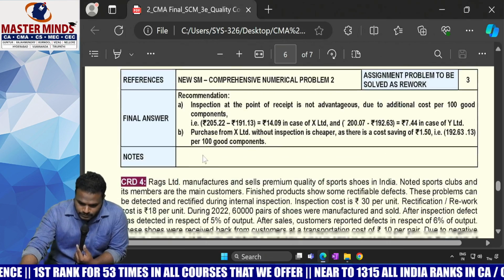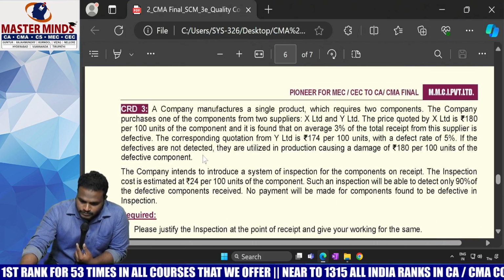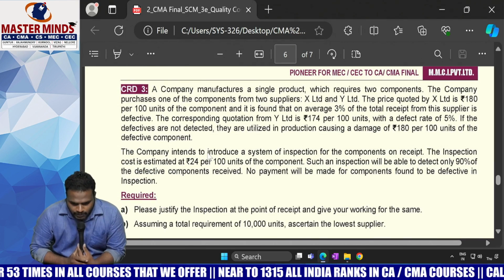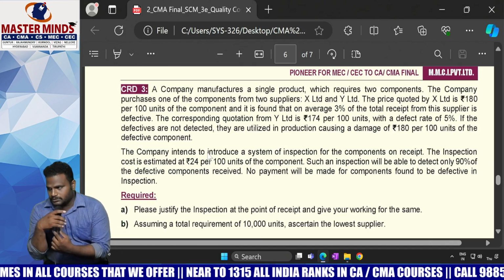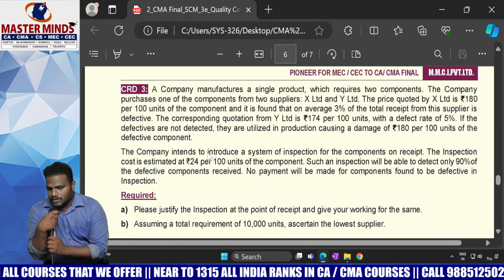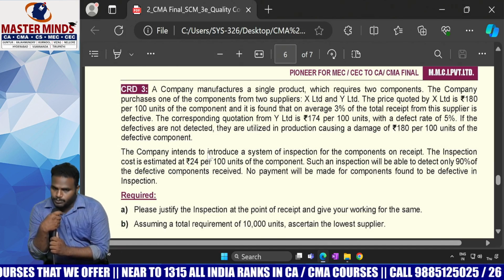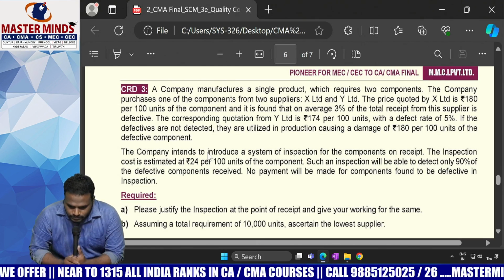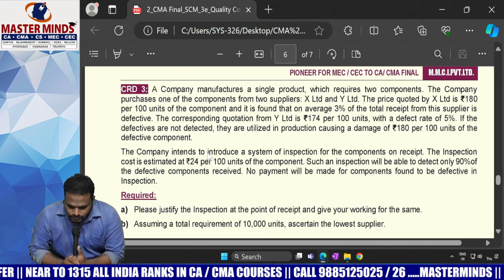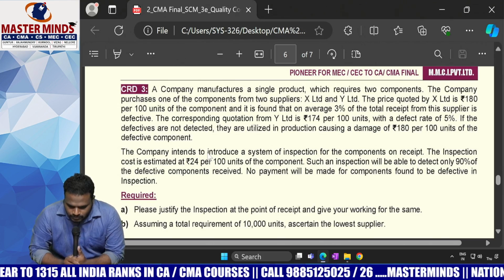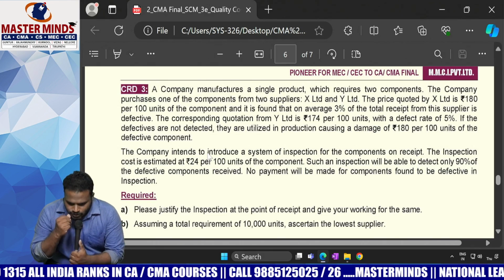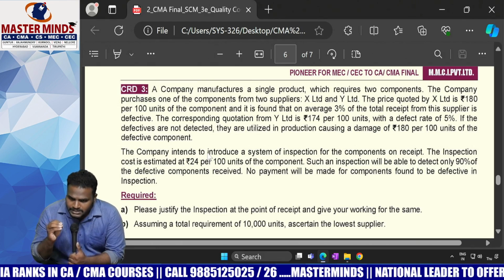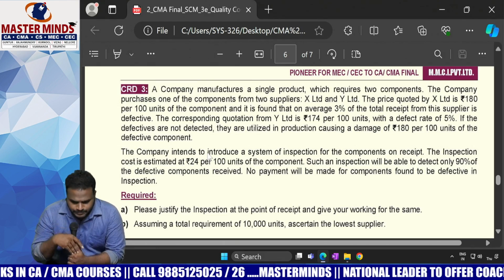Please focus. CRD3. A company manufactures a single product which requires two components. The company purchases one of the components from two suppliers, X Limited and Y Limited.